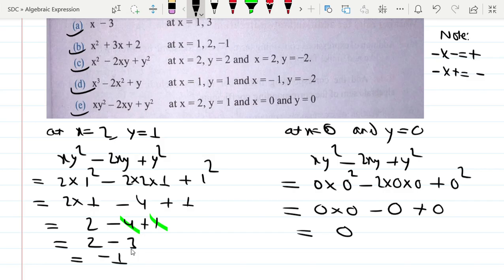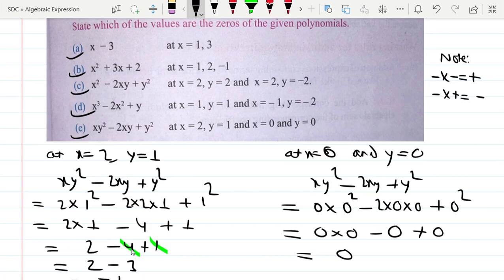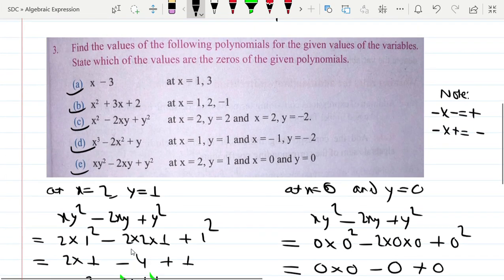So I guess I made it clear with all these numbers from A to E for this number 3, where we have to find the value of any polynomial consisting of one variable or of two variables at given values of x, or given values of x and y. So number 4 we'll be seeing in the next video.